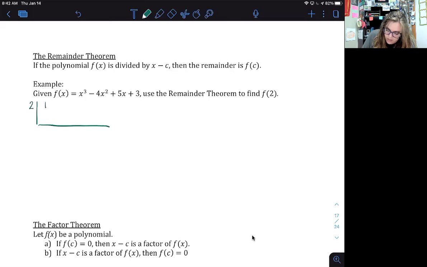We have 1, -4, 5, 3. Bring down our 1. So 1 times 2 is 2. -4 plus 2 is -2. 2 times -2 is -4. 5 plus -4 is 1. 2 times 1 is 2. And 3 plus 2 is 5. So this is our remainder.